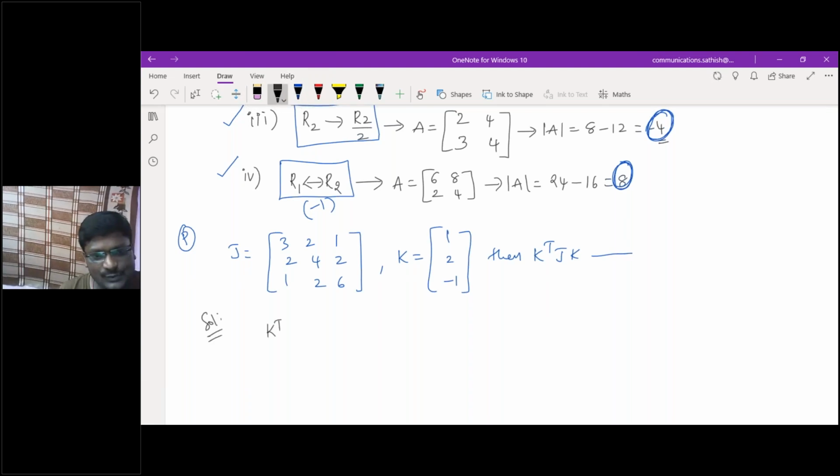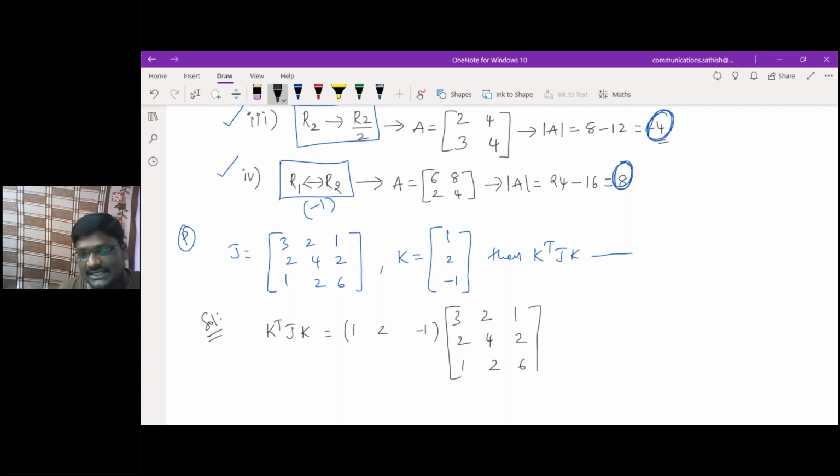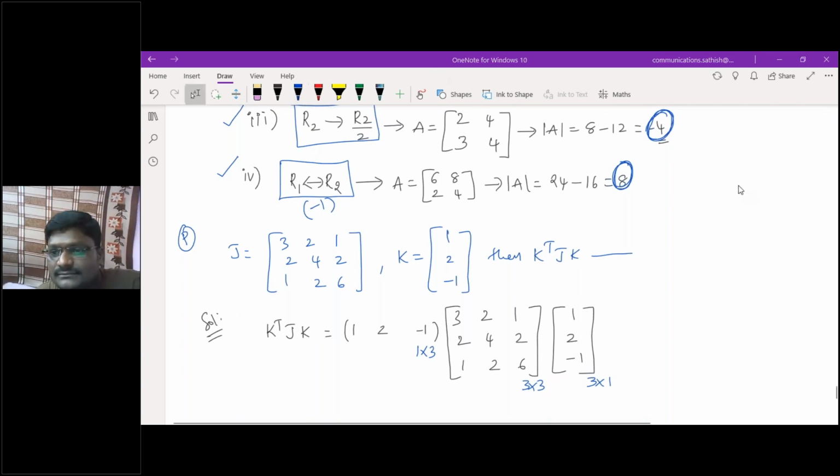K transpose J into K. K transpose means what? 1, 2, minus 1. Then J is 3, 2, 1, 2, 4, 2, 1, 2, 6. Then K again, which is 1, 2, minus 1. If you write the orders for these matrices, this is 1 row with 3 columns, this is 3 rows with 3 columns, this is 3 rows with 1 column. Am I correct? Yes, sir.